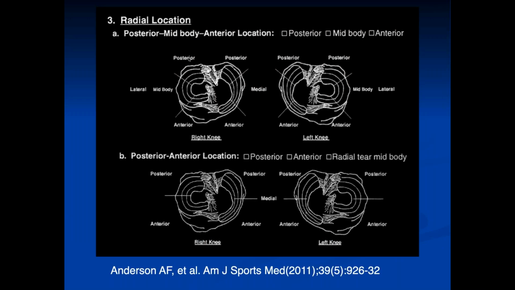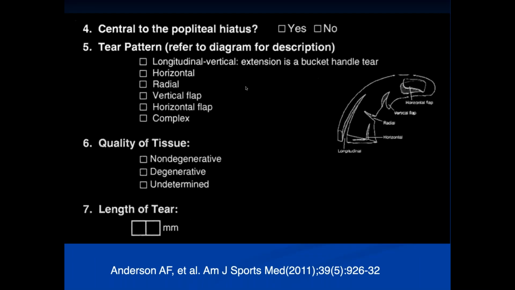And then the radial location, also locations, whether it's the anterior, the posterior, the medial, or the lateral segments of the meniscus in each knee. And then is the tear in the vicinity of the popliteus hiatus? That's if it's the posterior horn of the lateral meniscus. And then they have tear patterns.